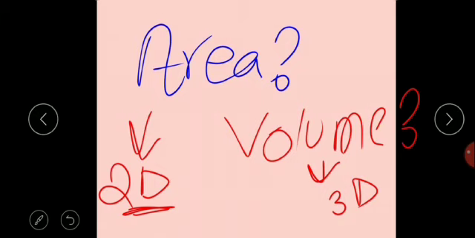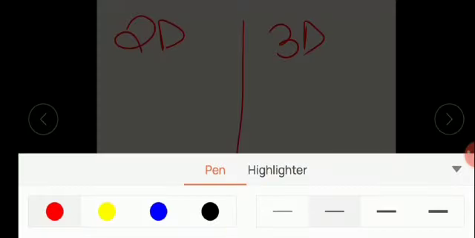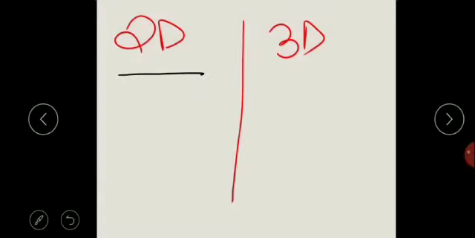So before we move forward, if we don't know what 2D and 3D is, we cannot differentiate between area and volume. So let's have a look at what basically 2D and 3D shape is. 2D shapes are basically those shapes which have 2 dimensions, whereas 3D shapes are those shapes which have 3 dimensions. The letter D over here actually refers to dimensions. So what is basically dimensions? First of all, let's draw out any 2D shape over here. So let me draw here a rectangle.